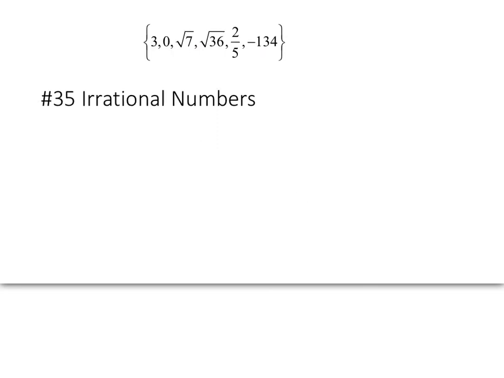Looking at the same set of numbers, now we're talking about our irrational numbers. Is 3 an irrational number? No. Is 0? No. Is the square root of 7? Remember, an irrational number is a number whose decimal goes on and on forever. So, square root of 7? Yes, that is an irrational number. Square root of 36? No, that's just 6. That doesn't go on forever. 2/5? No. Negative 134? No. So just the square root of 7 on this one. And that finishes us up.